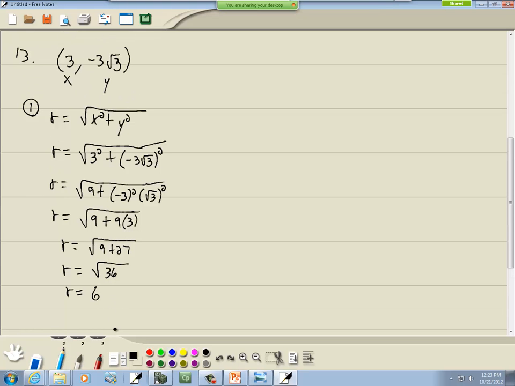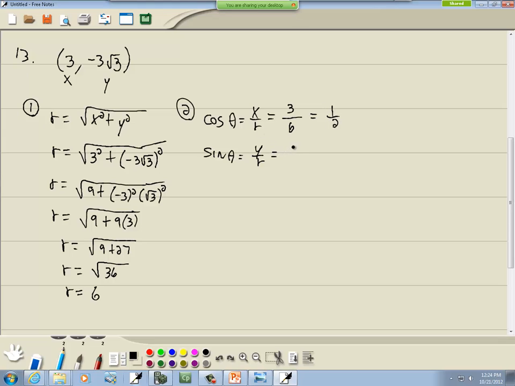Okay, let's see if it's on a unit circle. We've got cosine theta is equal to x over r, and sine theta is equal to y over r. Well, x was 3, and r is 6. Now that doesn't look like it's something on the unit circle, but if I reduce it, 3/6 reduces to 1/2. Well, yeah, 1/2 is on our unit circle.